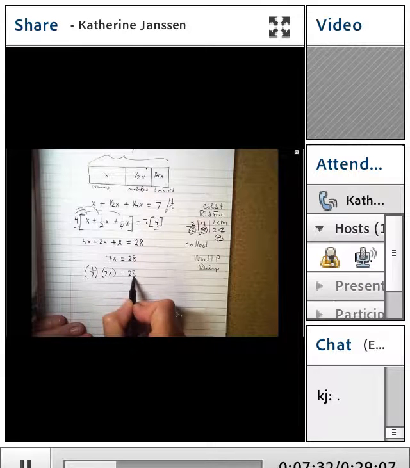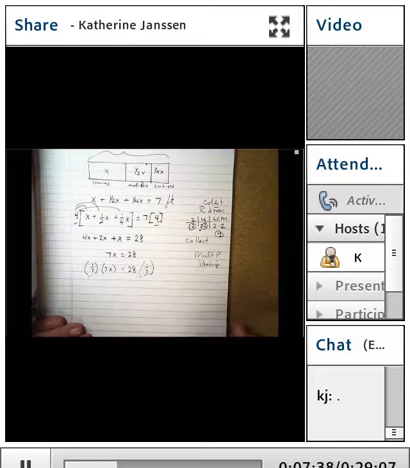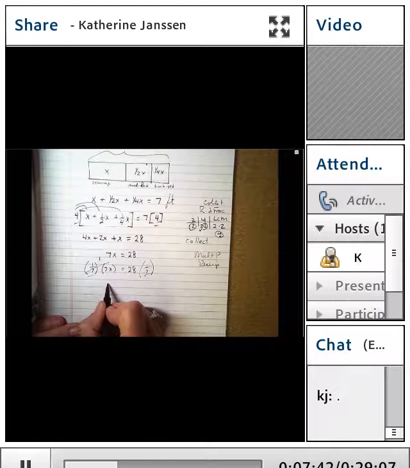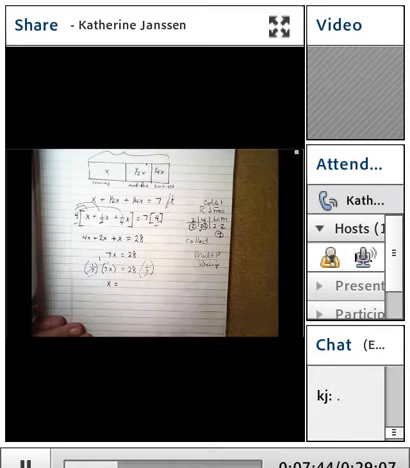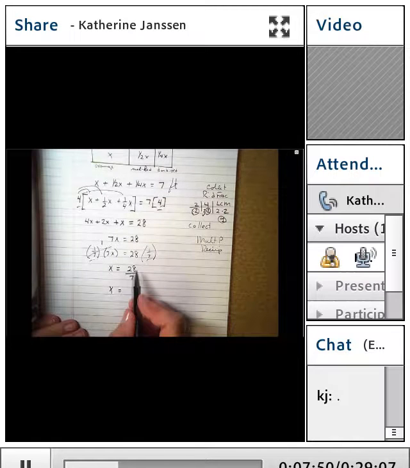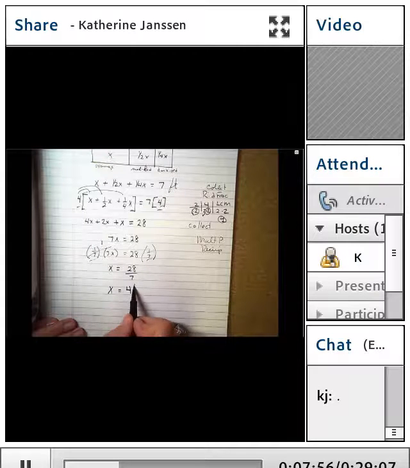But if I multiply this side of the equation by some value, I need to multiply by the same value on the other side of the equation. A number times its reciprocal goes to 1. 1 times x is x equals. Getting close to solving. I have 28 over 7. And x equals, 7 goes into 28 4 times. So the x length is 4 feet.